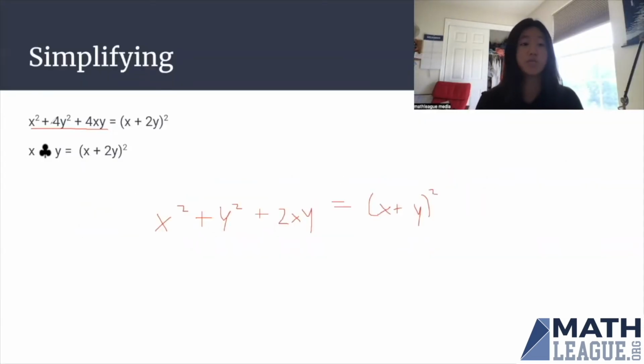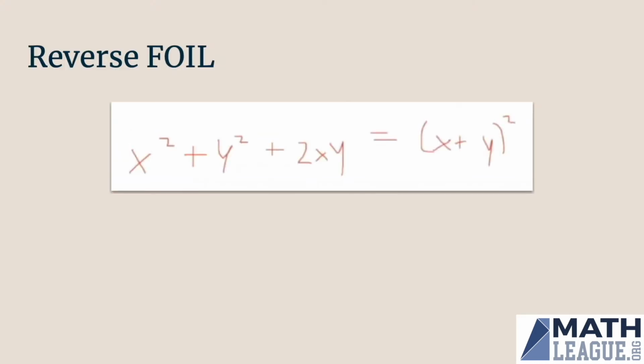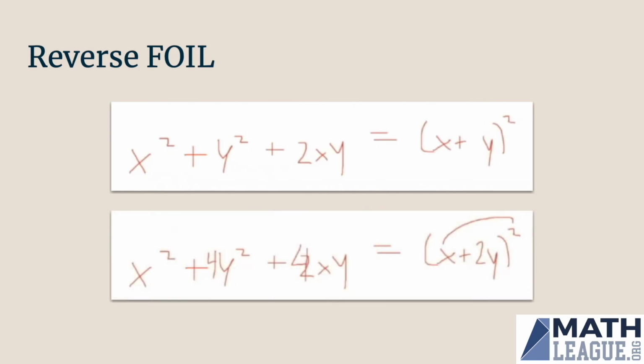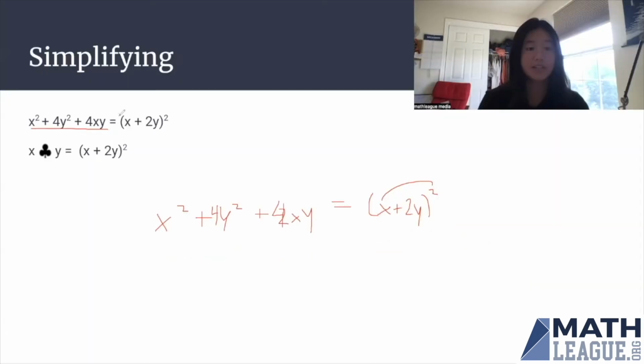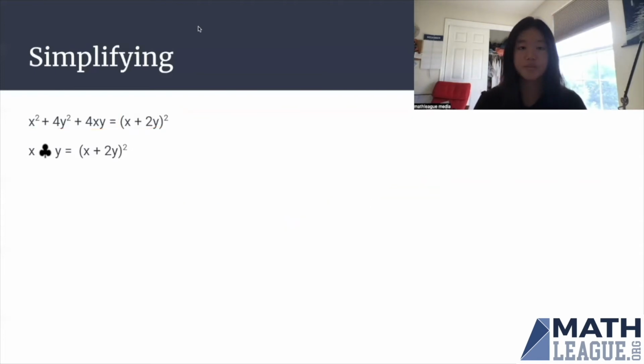Instead of a y squared, you have a 4y squared. And we can solve that by putting a 2 in front of the y. So now you get x squared, and then when you square 2y, you get 4y squared. When you multiply these together, you get 2 times 2xy, which is 4xy. We can simplify it into this: (x plus 2y) squared. So now we've simplified it, and every time we have x club y, that equals (x plus 2y) squared. So now that we have that, let's go see what 1 club 1 equals.